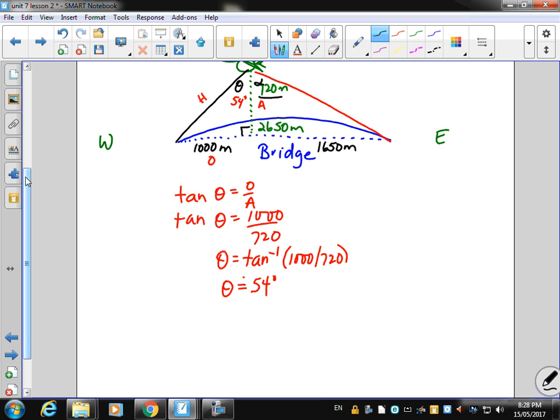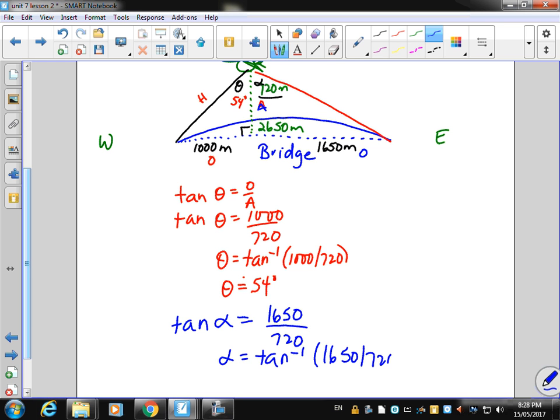I have opposite for that triangle is the 1650. Adjacent is the 720 again. So I'm going to use tan again. Tan for angle alpha is opposite over adjacent, 1650 over 720. My alpha is inverse tan, to find an angle, 1650 divided by 720. Angle alpha is 66 degrees.